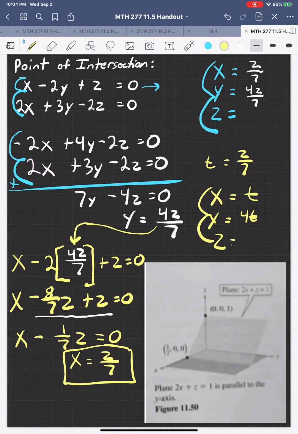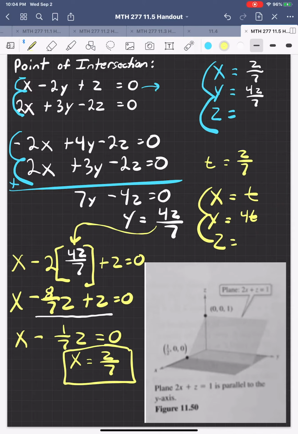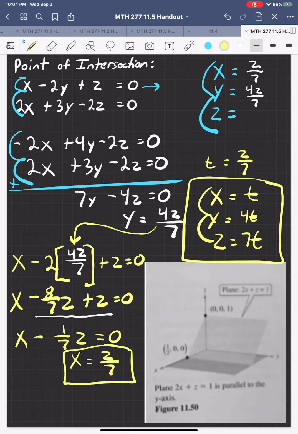And the last thing I need to have is z. How do I do that? Well, go back to your equation, plug in t for x, plug in 4t for y, and then solve for z. I'm getting z is equal to 7t.